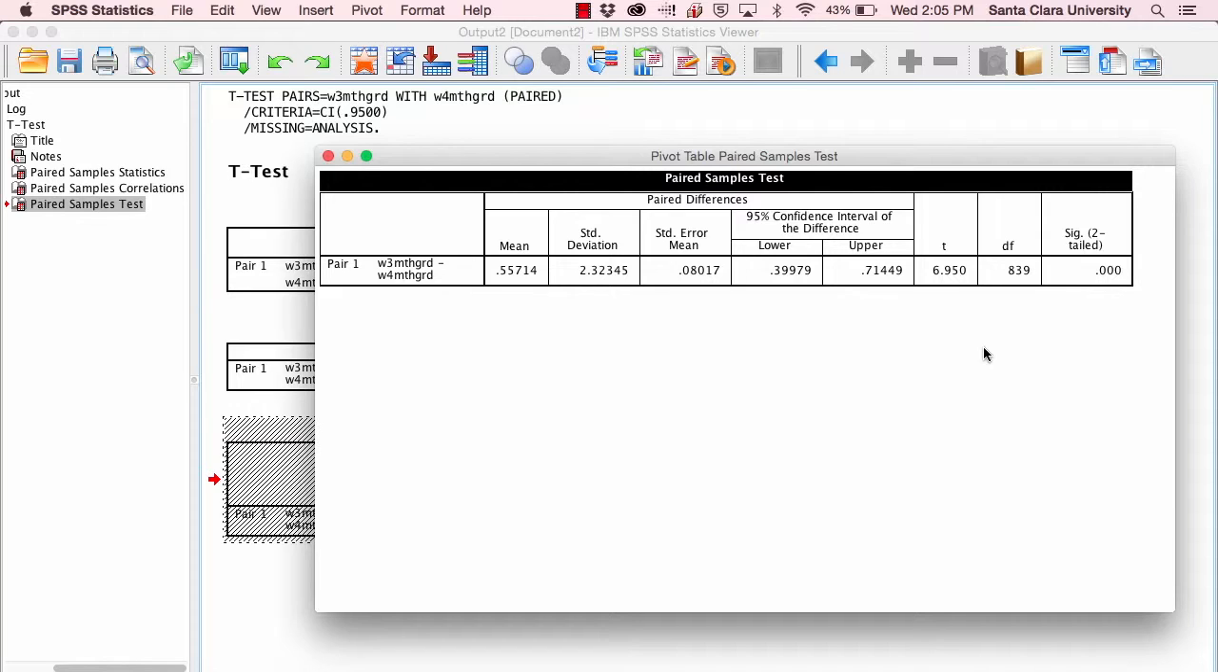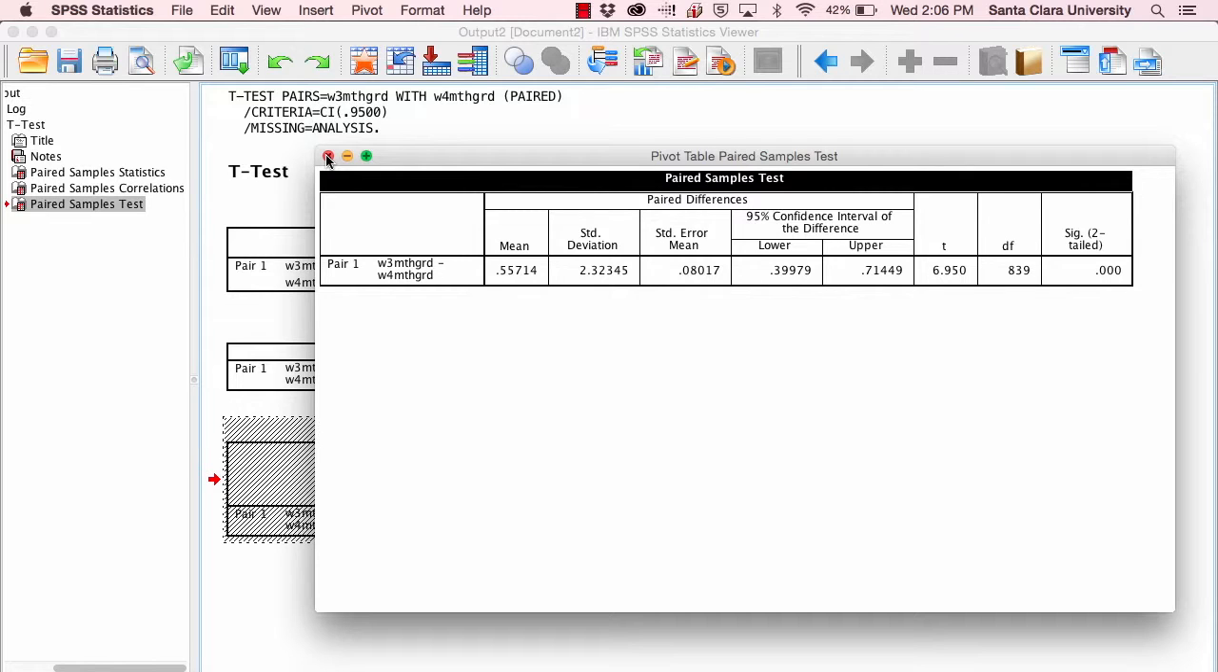It appears that in the population, math grades are lower at the end of the spring quarter than they were at the end of the fall quarter for high school students. We don't know what population this sample of high school students represents. You would need to know more about this sample to make that determination. But whatever population this sample represents, it appears that there's a significant difference in their fall and spring math grades.